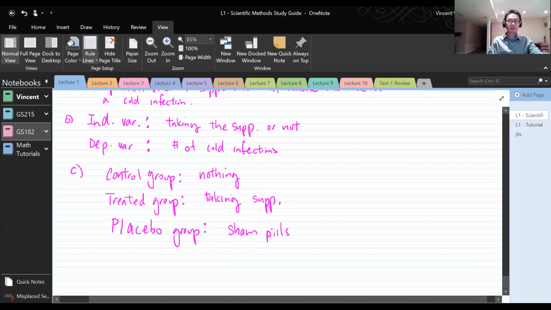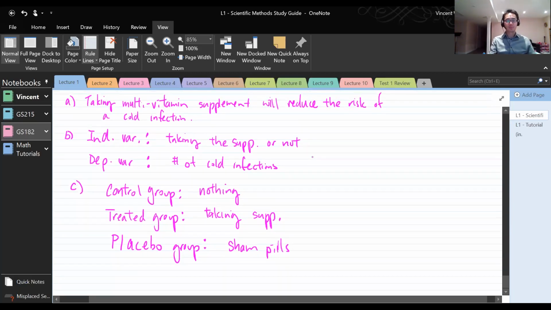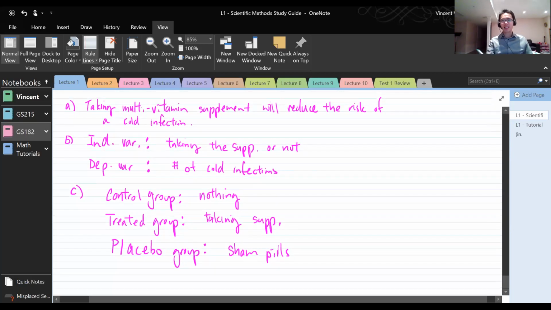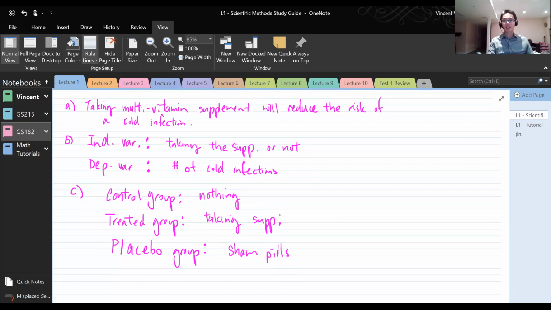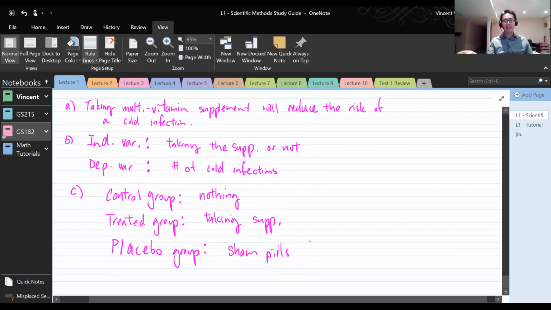Sham pills. These are maybe sugar pills or pills that have no known effect on the risk of catching an infection. The purpose of having a placebo group is to account for bias and psychological effects. So there are your three groups. If we're doing a vaccine study, the control group would be no vaccine, the treated group would be vaccine, and the placebo group would be receiving a vaccine minus the active ingredient. So if we were talking about the mRNA vaccine, it will be missing the mRNA in it. Those are the three groups.